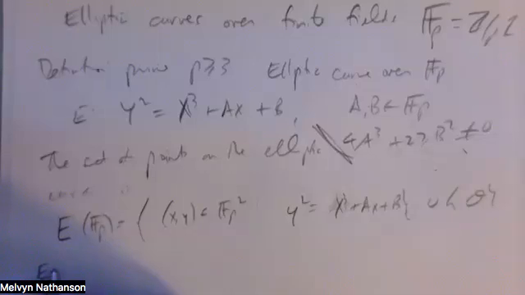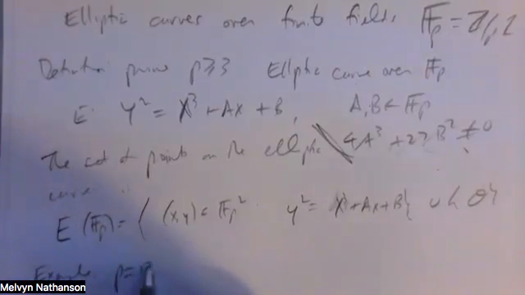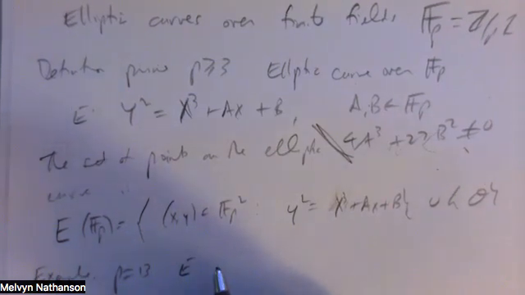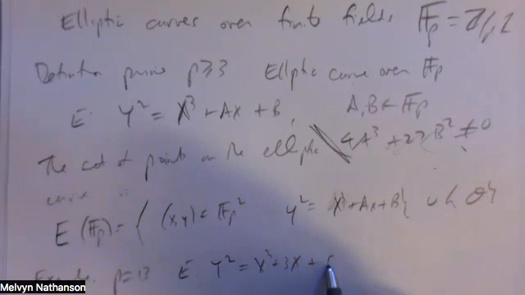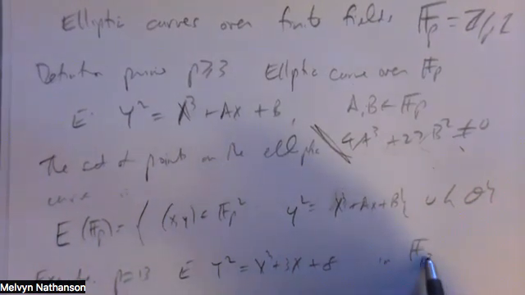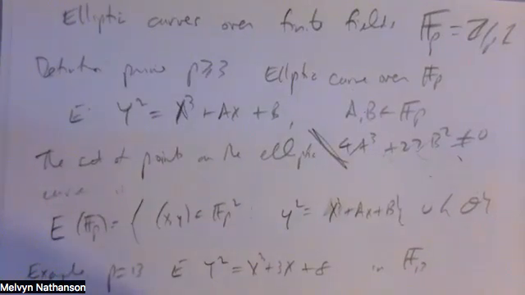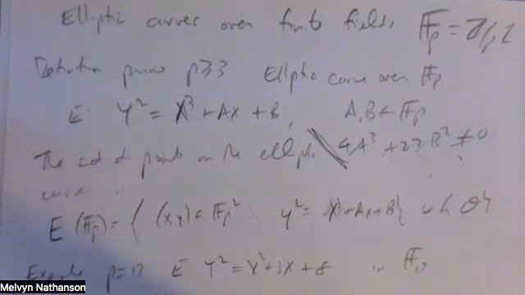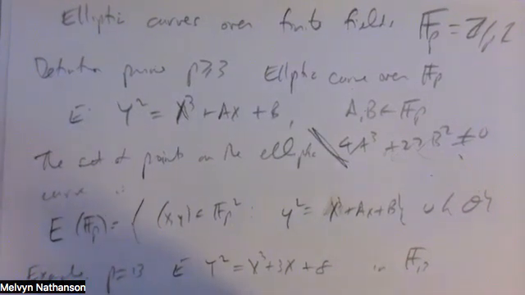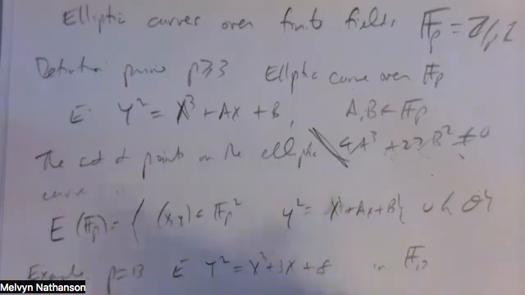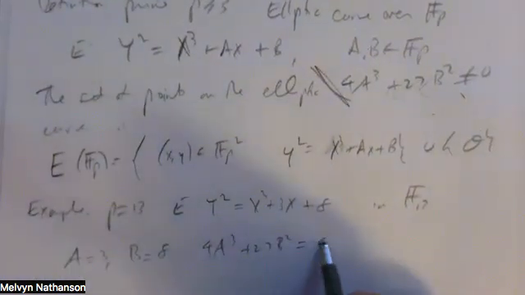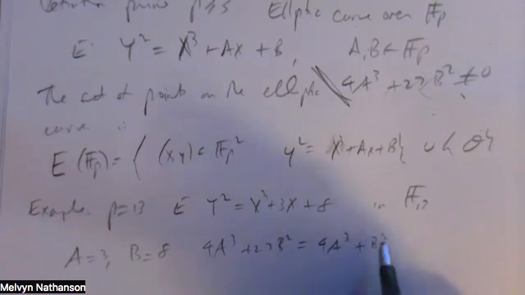So we start with an example. Let's take p equal to 13 and consider the curve E, which is y squared equals x cubed plus 3x plus 8 in F13. So my a is 3, my b is 8. So 4a cubed plus 27b squared. 27 is the same as 1 mod 13. So we're doing all this calculation in F13.